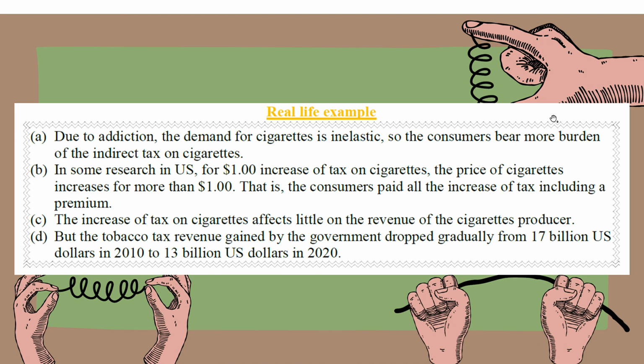With a price rise, you earn more money. The government does something similar with indirect taxes, which increase the price, and actually the consumer bears most of it. In some research you see something strange. In the U.S., when there is a $1 increase of tax on cigarettes, the price of cigarettes increases by more than $1. It means that the producer gets more money, a premium, more than the increase of tax. The increase of tax on cigarettes affects the revenue of the cigarette producer little, but eventually, because quantity demanded is lower, the tobacco tax revenue is lower, by 17 million to 30 million US dollars in the US. So it is not very effective.